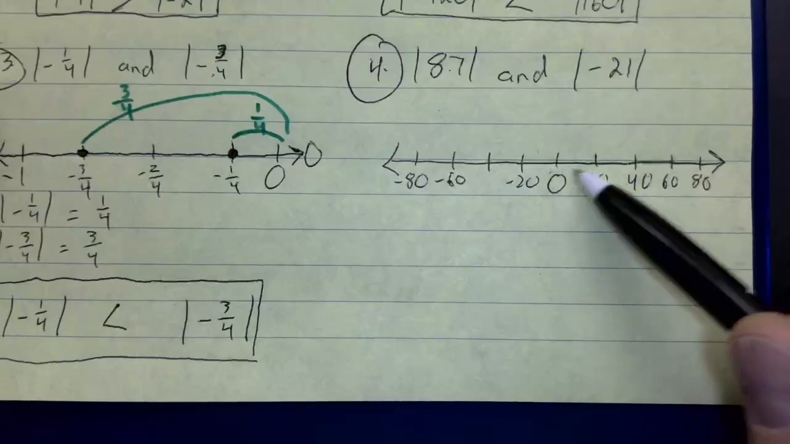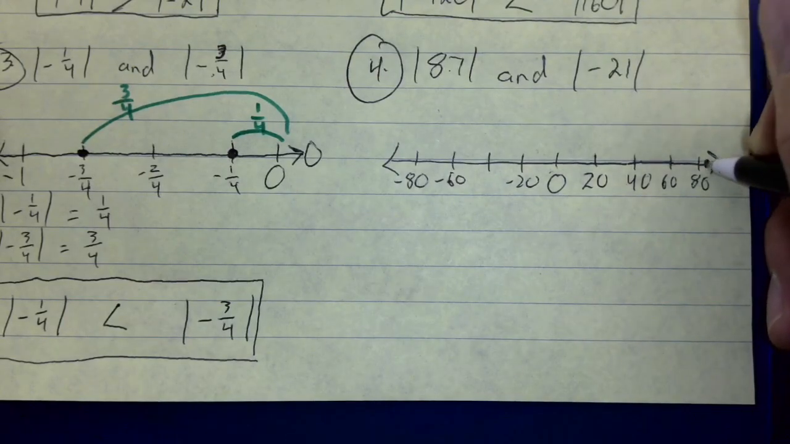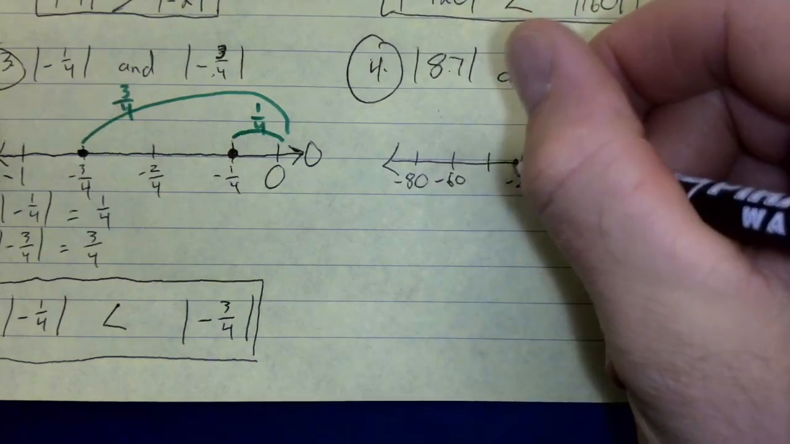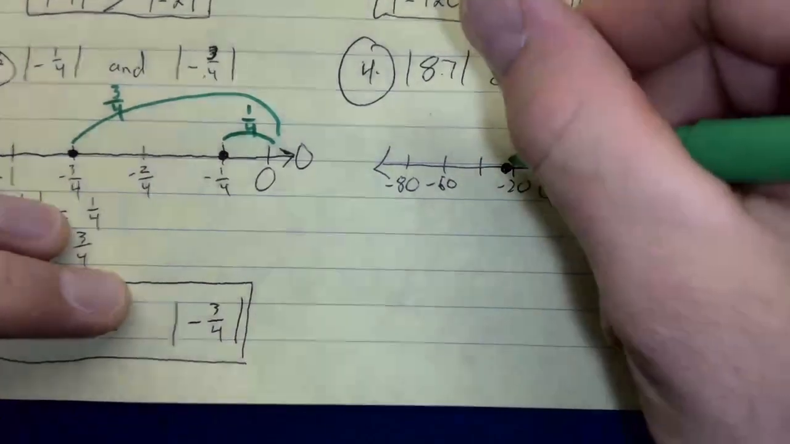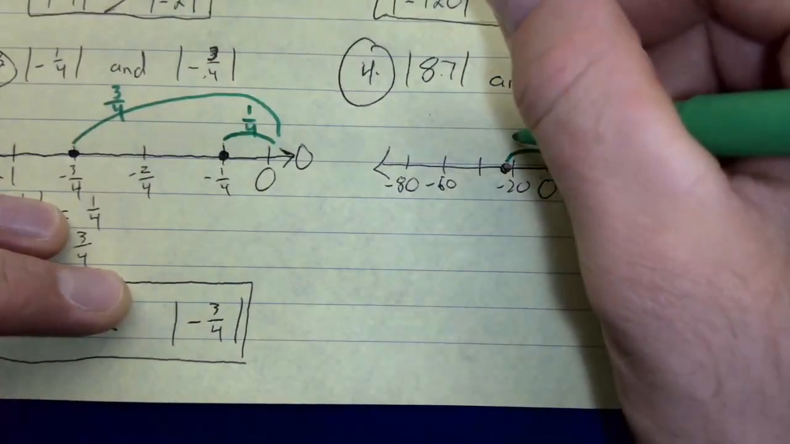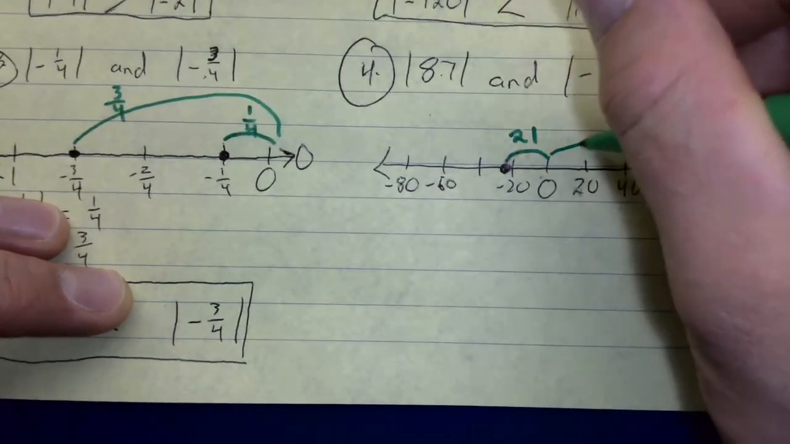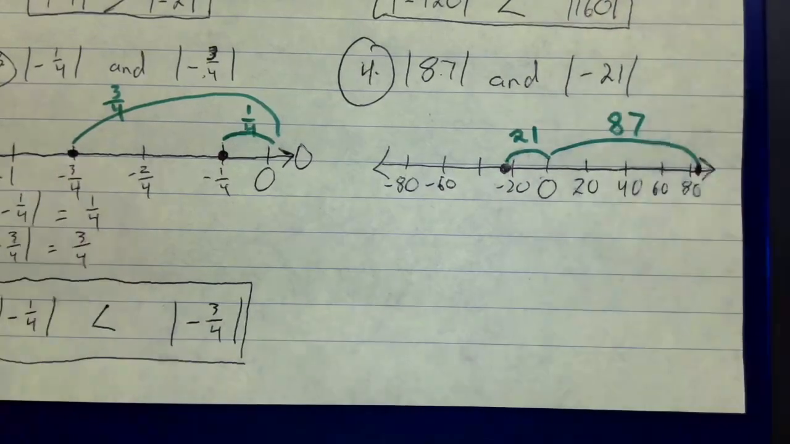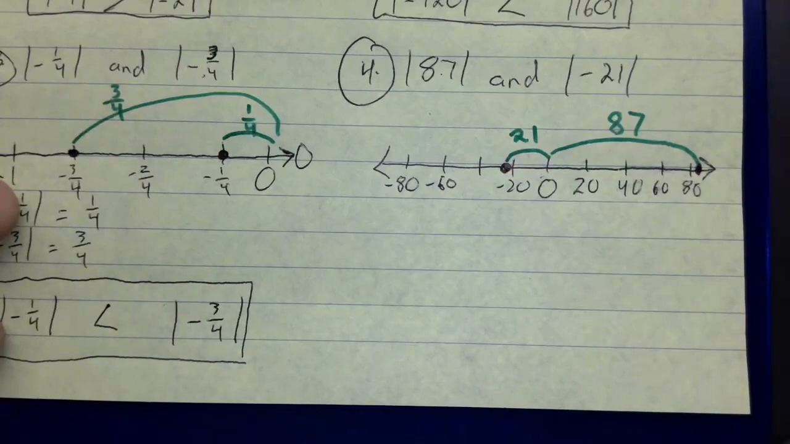87 is positive, to the right, so that'll be just past 80. And negative 21 is just to the left of negative 20. All right, just add your arc. Negative 21 is 21 units away from 0, and 87 is 87 units away from 0. So step 1's done. Step 2 is just solve your absolute value.